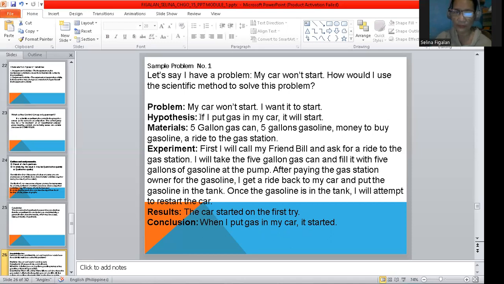Okay, dapat magkaano yan ha? If I put gas in my car, it will start. Your hypothesis. Pagdating sa conclusion, when I put dito, I will. Hindi mo pa nagawa. Gagawin mo pa lang. Pagtapos mo na yung results. Okay, your procedure, you have done already. You make a conclusion, but past tense na siya. Gawa na. Tapos na. Started. I will start and then started. Okay?